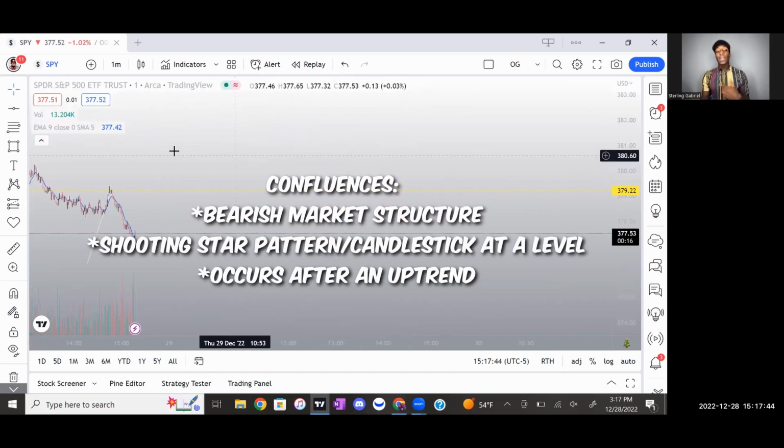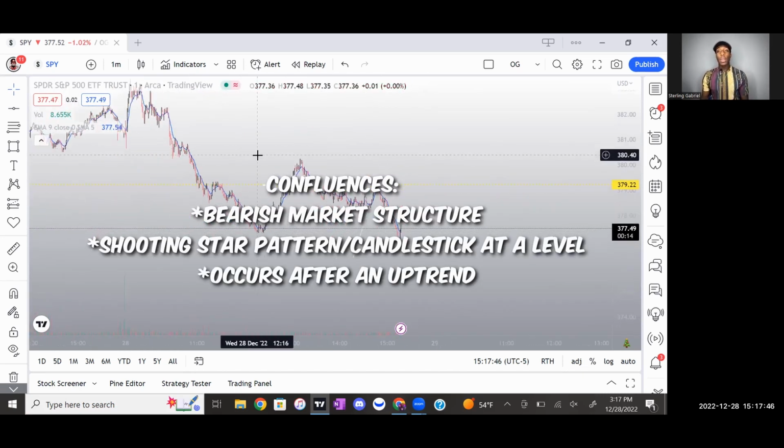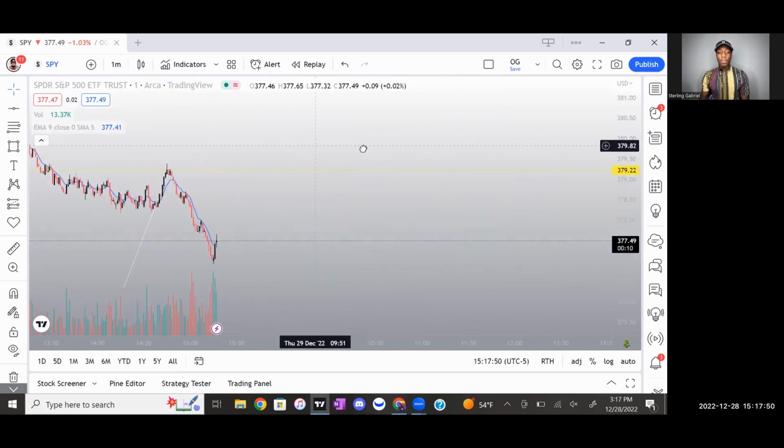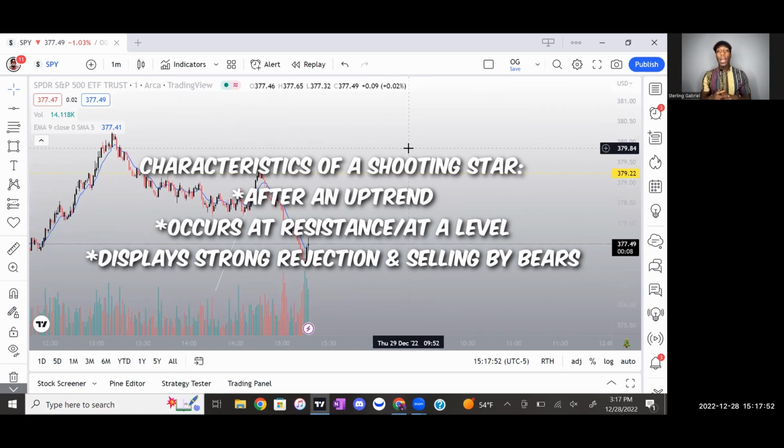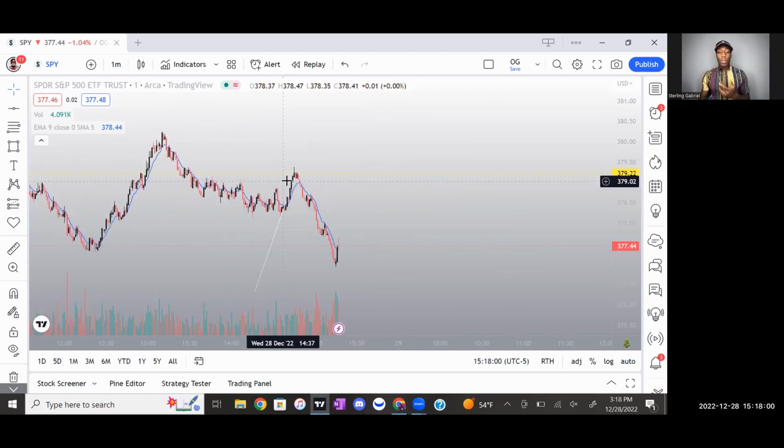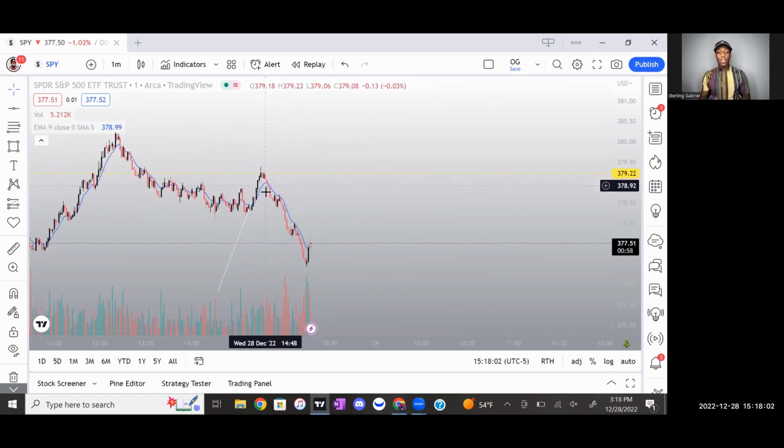So seeing a shooting star pattern in bearish market structure after this uptrend right here, right? Characteristics of a shooting star: after an uptrend, it occurs at resistance, and you're going to want to see that hard rejection, right? So you see rejection, and you start getting this momentum candle, right?